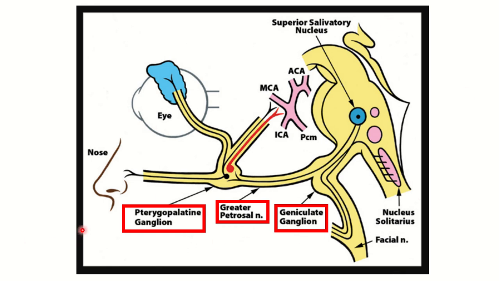So we have to find in the options these four points: the pterygopalatine ganglion, greater petrosal nerve, geniculate ganglion, and superior salivatory nucleus. But most of the time in the question, these two terms will be present: the greater petrosal nerve and the pterygopalatine ganglion. Almost all of the time, one of these two options is present in the options.